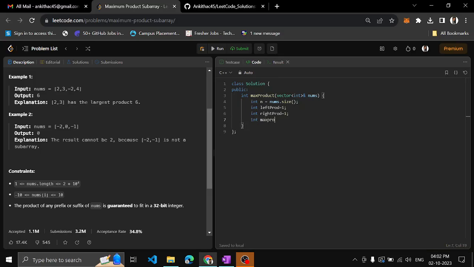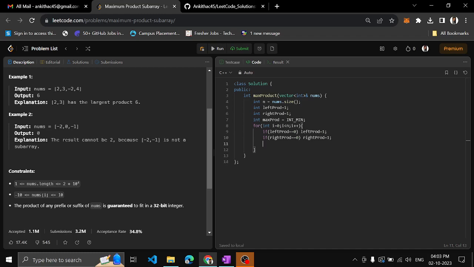So next, let's say the answer, max product, and let this be int minimum because this is the answer which you are looking for. Minimum value will be assigned. Now we'll run the loop, iterate over the array. First, you have to check if left product is equal to 0, then we have to reinitialize left product to 1. Similarly, if right product equal to 0, then right product also should be reinitialized to 1.